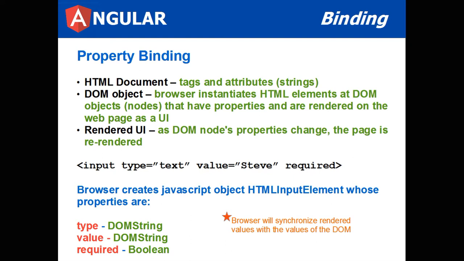So the DOM and its properties get mapped to the UI. The browser is always looking for changes in the DOM properties, and it automatically renders those on the UI. As the DOM node's properties change, the page is re-rendered. So it's important to understand that the browser's doing certain things and Angular's doing certain things. Angular's doing whatever it needs to do, and the browser's automatically doing things as well.